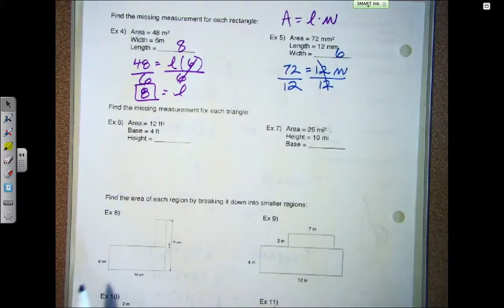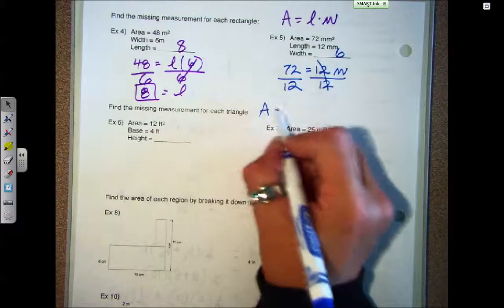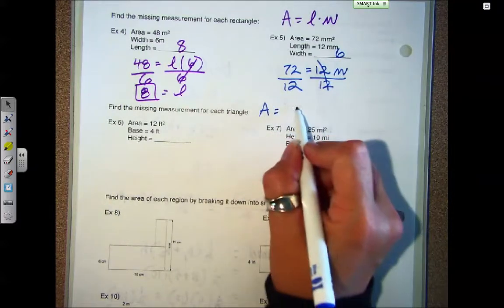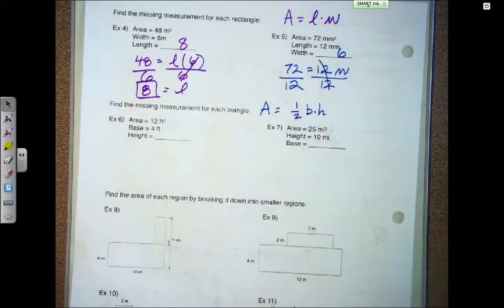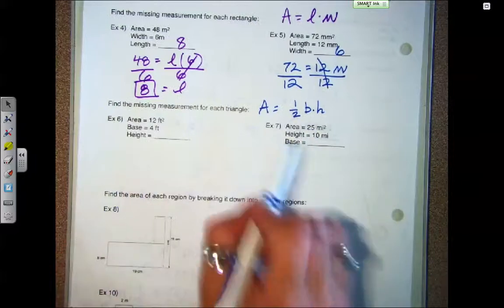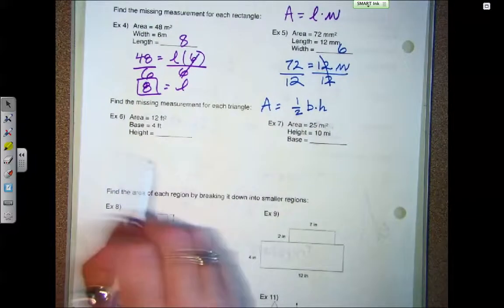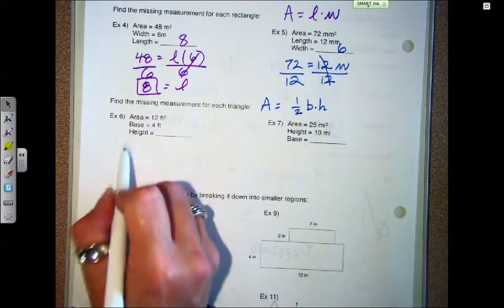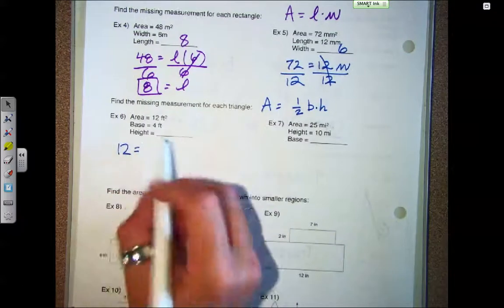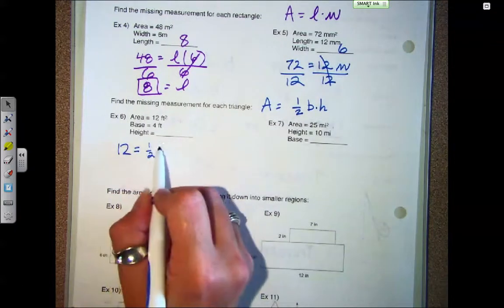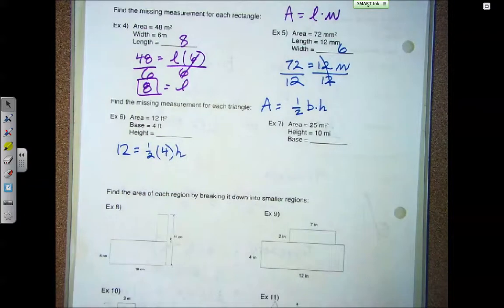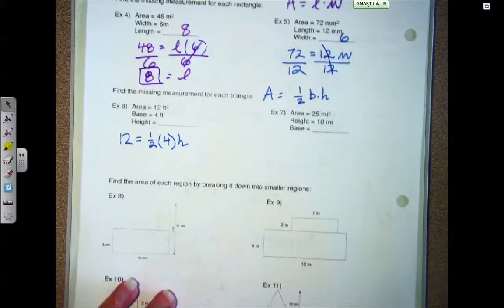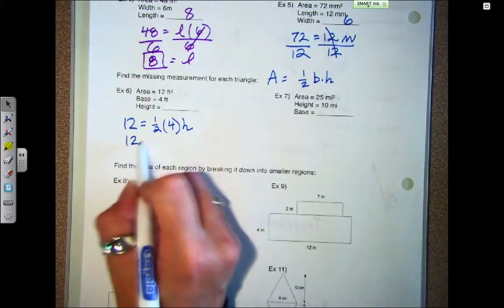Example 6, find the missing measurement for each triangle. So how do we find the area of a triangle? Base times height divided by 2, or 1/2 times the base times the height. So we're going to do the same thing. We're going to fill in what we know to find what we don't know. So for example 6, our area is what? 12. And that equals 1/2 times, what's my base? 4 times 4. Simplify the right-hand side. 12 equals what?